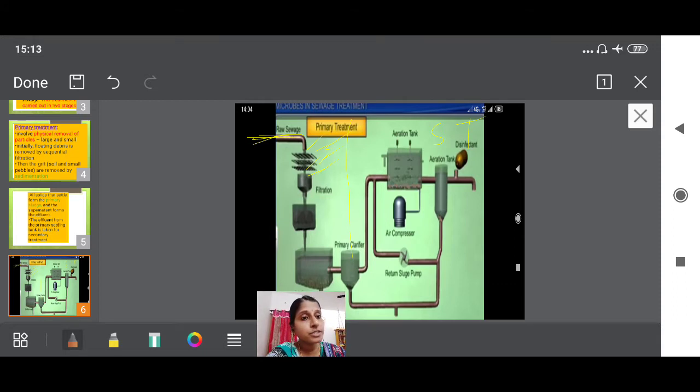Next, moving on to the second step, the sewage is allowed to settle down in a tank called the settling tank, where the sedimentation process is going to take place.